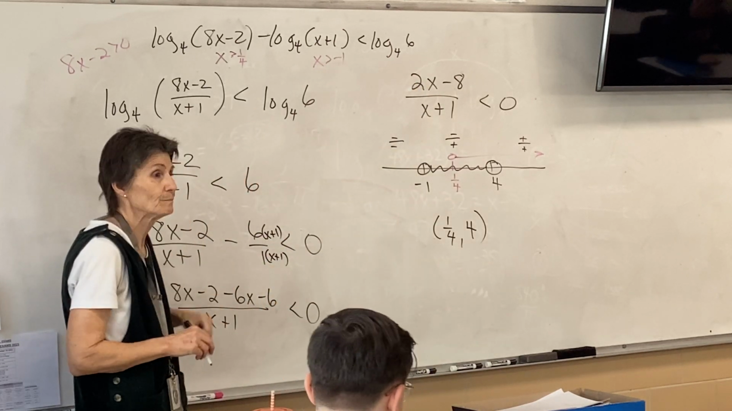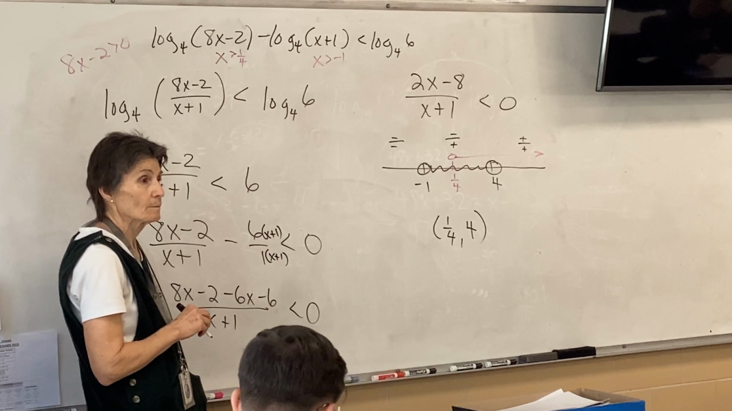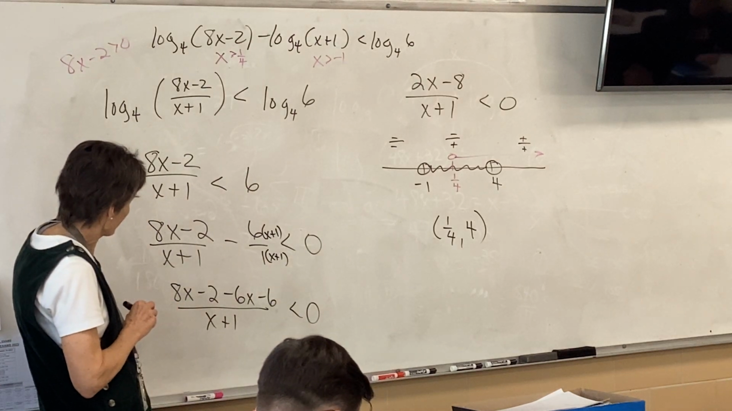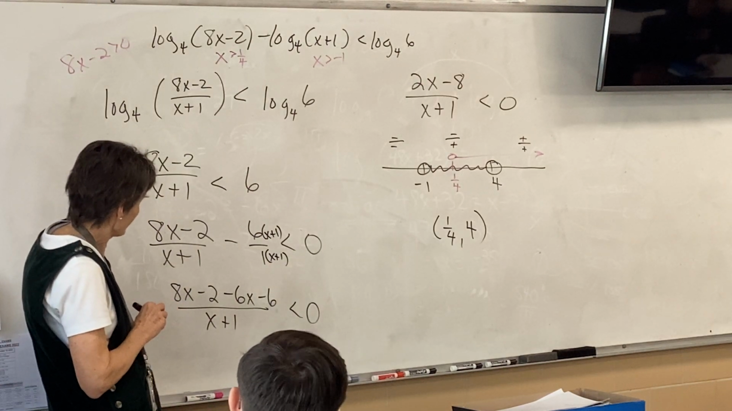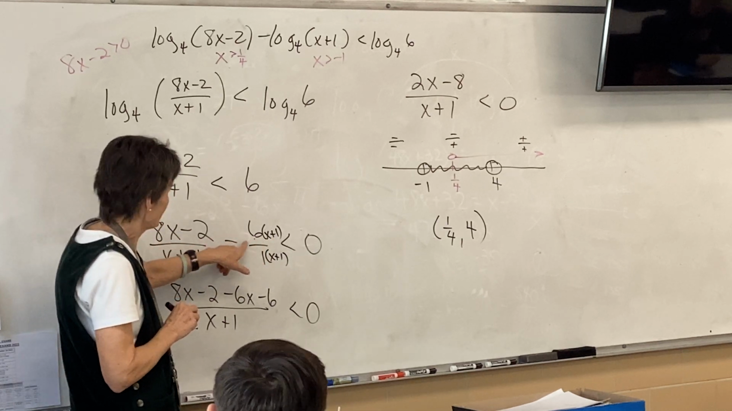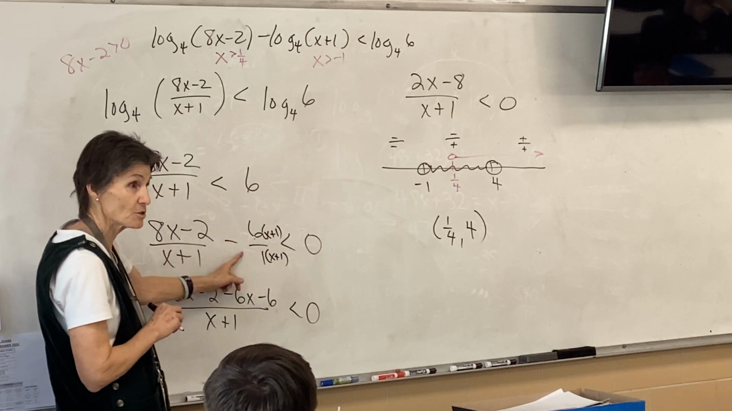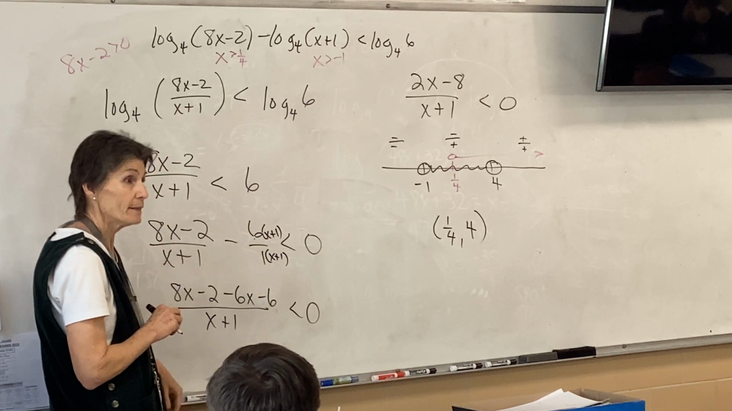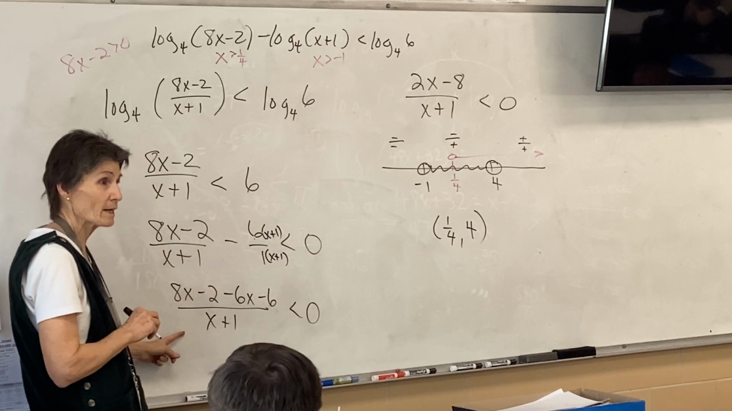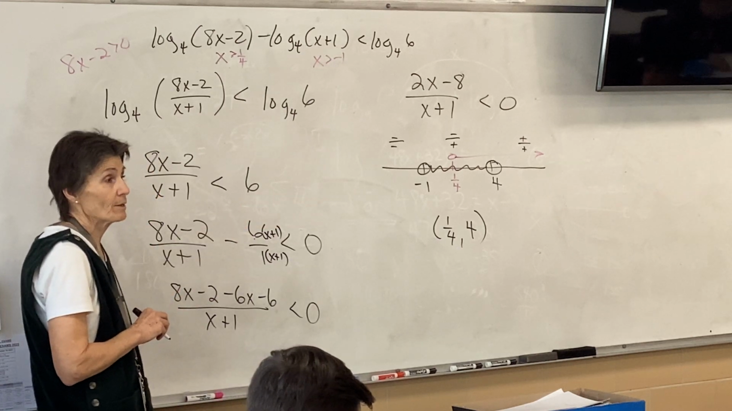I don't understand how you are getting 8x minus 2 minus 6x minus 6. Where are we getting that? Because of the common denominator, so that I can combine these two fractions. Oh, you're just subtracting. Okay. Yeah, I have to put these together into one fraction so that I can draw a number line with the numerator and denominator.